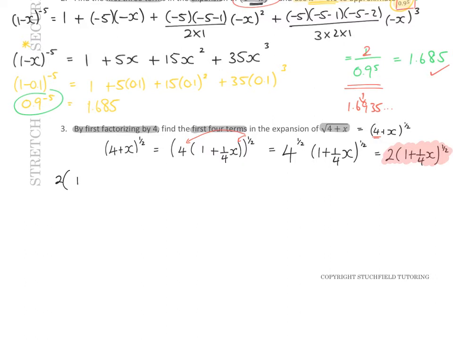and then I'm expanding. So 1 plus nx plus n(n minus 1) x squared, and it's the first 4 terms. Sometimes it asks for 3 or 5.